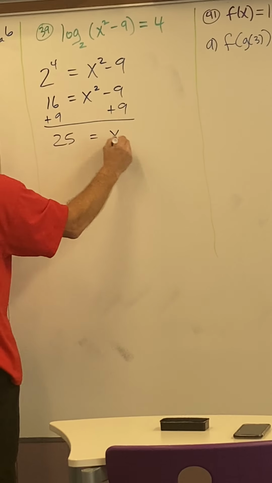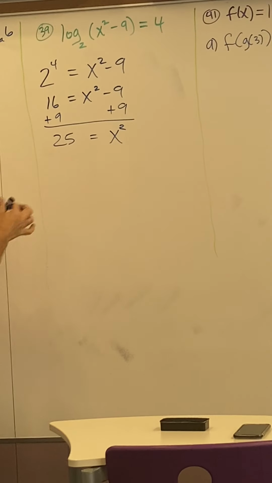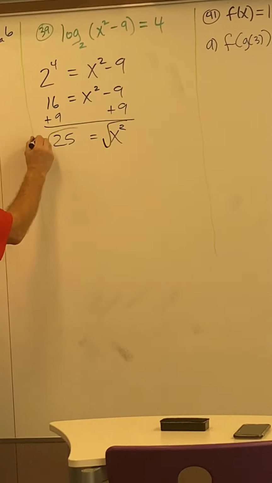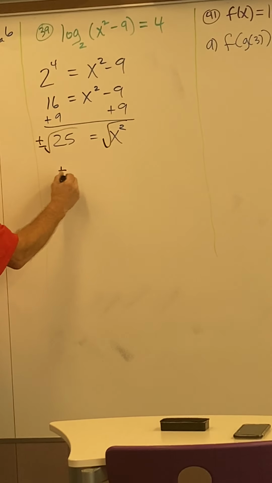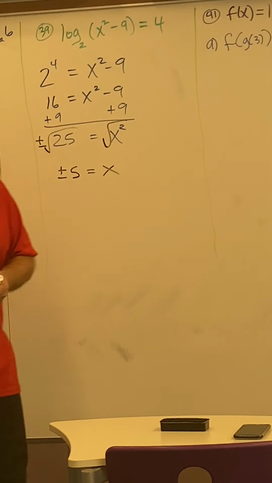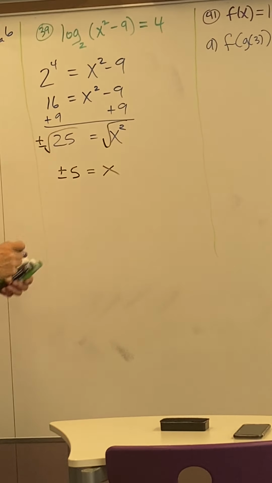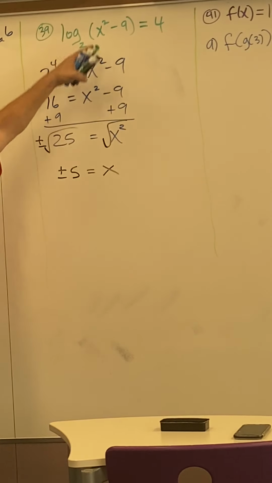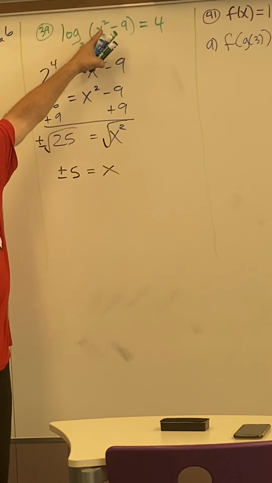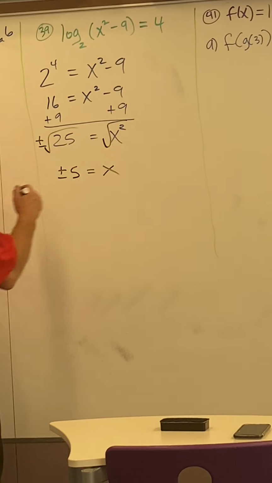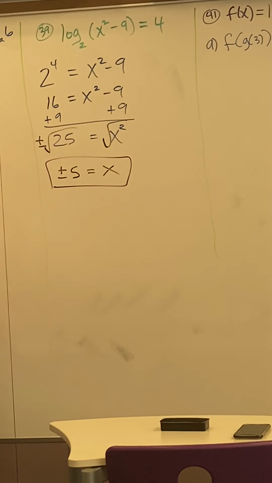25 is x squared. Remember, square root both sides. Don't forget, plus or minus 5 is x. So positive 5 and negative 5 are my potential solutions. Just like on the earlier one, negative 5 squared is going to be 25 minus 9, which is good. Positive 5 squared is 25 minus 9. They're both good solutions. So x is positive and negative 5.